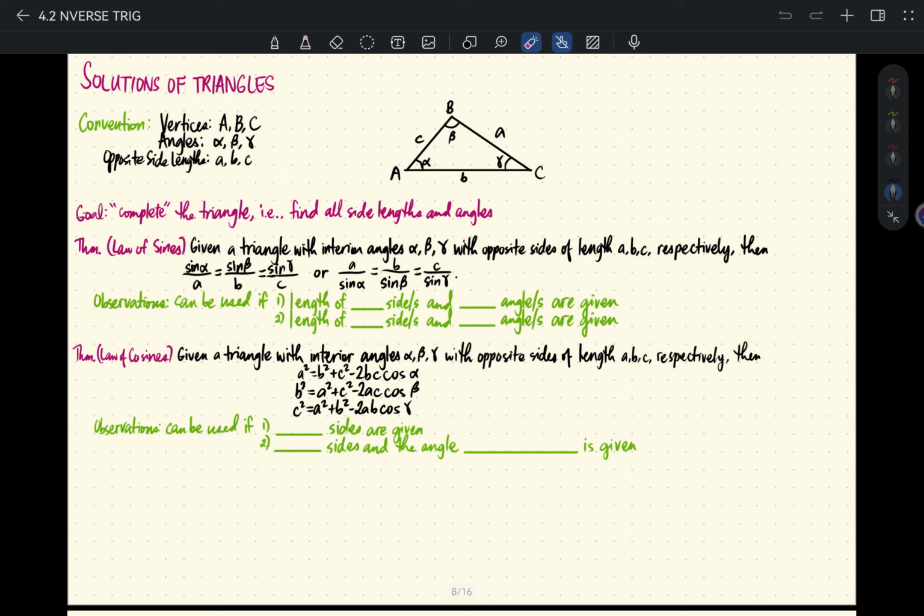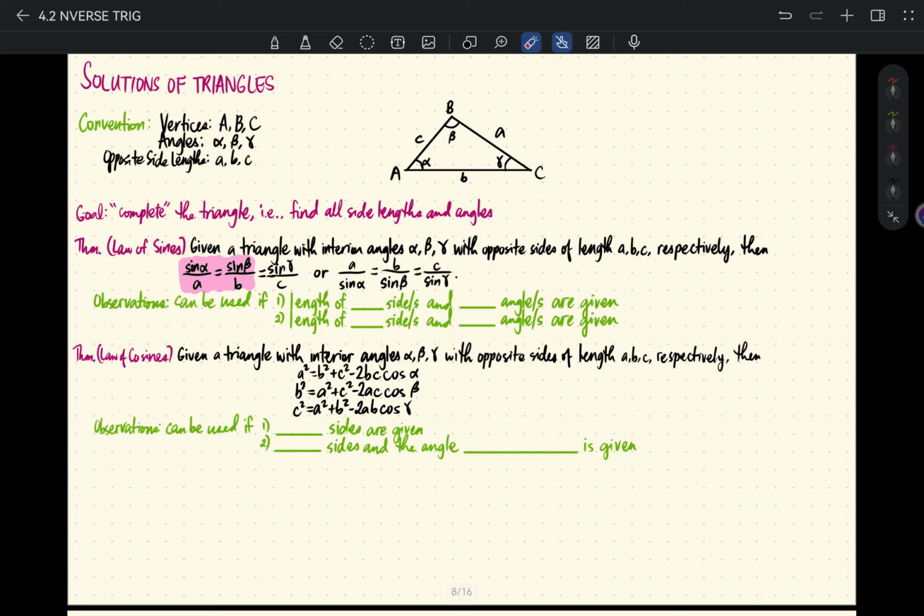Another form of this law is if you obtain the reciprocal, you have a over sine of alpha equals b over sine of beta equals c over sine of gamma. Let's try and draw some observations. Let's look at this part of the equation.